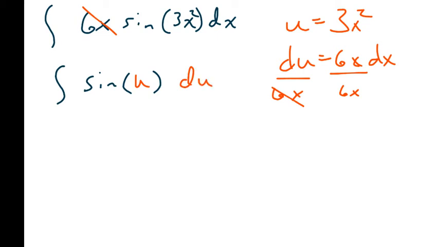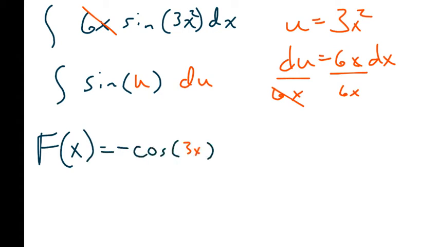Now don't forget to do the antiderivative. The antiderivative of sine is opposite cosine. It would be of u, but since u is 3x squared, we can substitute that back in. Don't forget your plus c, and you have your antiderivative.